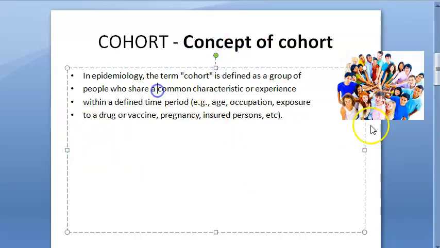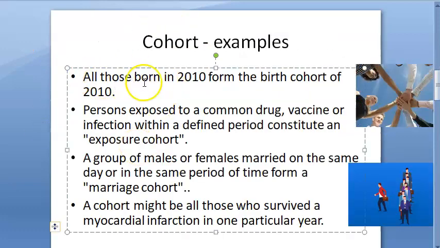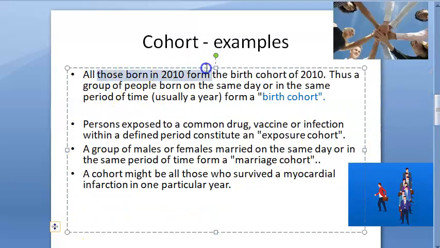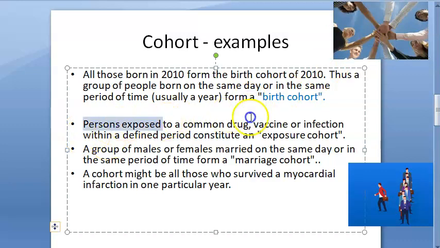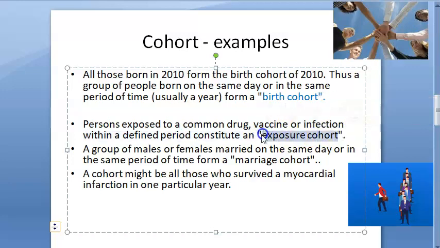Okay. So anyways, you understood what a cohort is, right? Let us look at some examples. So what is a birth cohort, guys? Look at this. All people born in 2010 form a birth cohort. Then people who are exposed to common drugs. They're just giving examples here. Exposure cohort. So birth cohort is there, exposure cohort is there. Now they're starting to make so many terminologies under the same thing.